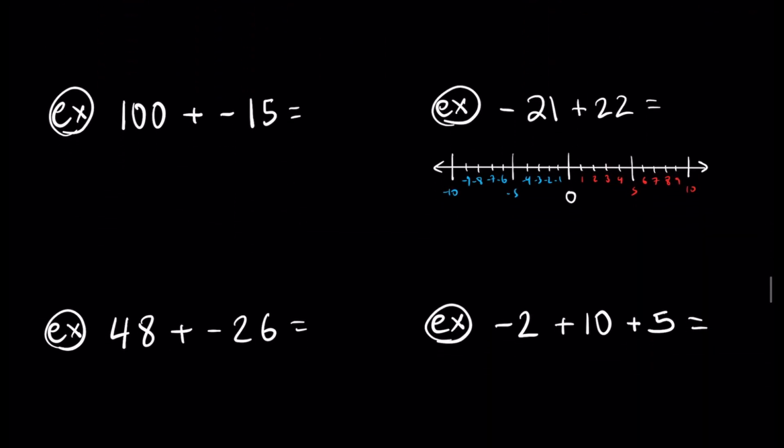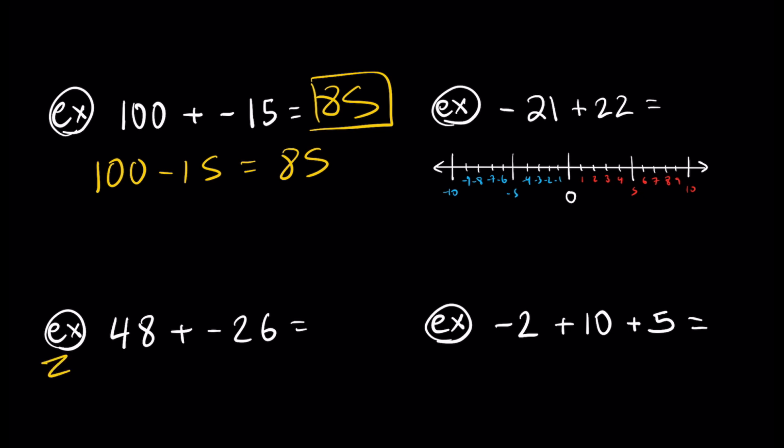All right, last 4 examples here. 100 plus -15. Again, I won $100, or I got $100, and then I lost 15. So I can just do 100 minus 15. That's another way to write that. If you're adding a negative, it's like subtracting a positive. So we'll have 85 as our answer.